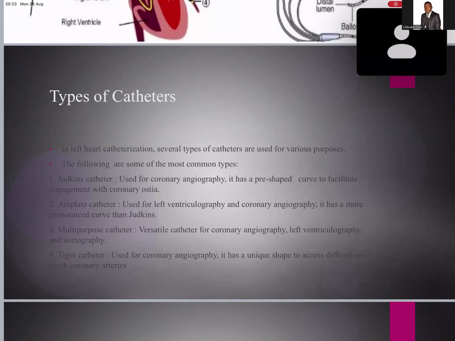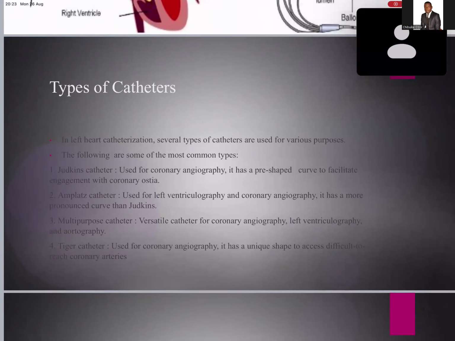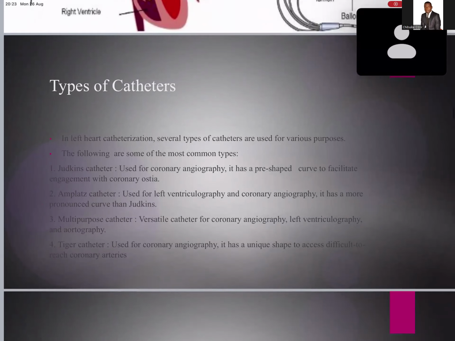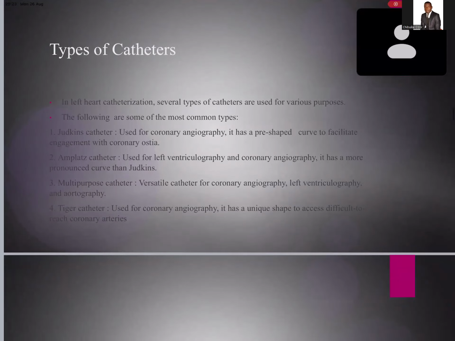You have the Judkins catheter, which is used for coronary angiography, and it has a preshaped curve to facilitate engagement with the coronary ostia. We have the Amplatz catheter used for left ventriculography and coronary angiography. It has a more pronounced curve than the Judkins. We also have the multi-purpose catheter, which is a vascular catheter for coronary angiography, left ventriculography, and also aortography as well. We have the Tiger catheter used for coronary angiography. It has a unique shape to access difficult to reach coronary arteries.